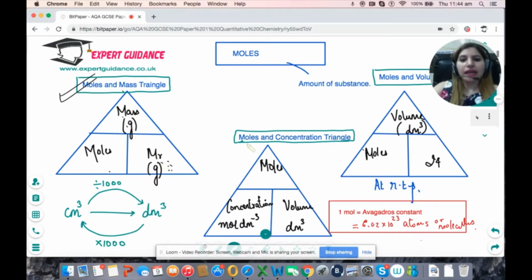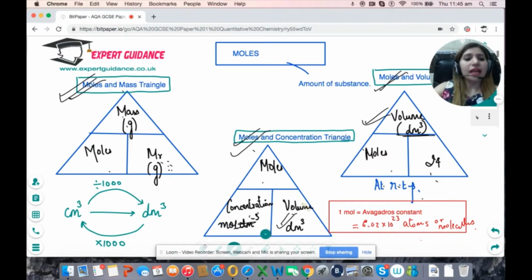Okay. If you have the volume at room temperature and pressure, and if the volume is in decimeter cube, you can divide it by 24 to find the moles of the substance. Similarly, if you have the concentration, you can find it by moles divided by volume, provided volume has to be in dm cube. So this is the moles and mass triangle, this is the moles and volume triangle, and this is the moles and concentration triangle.